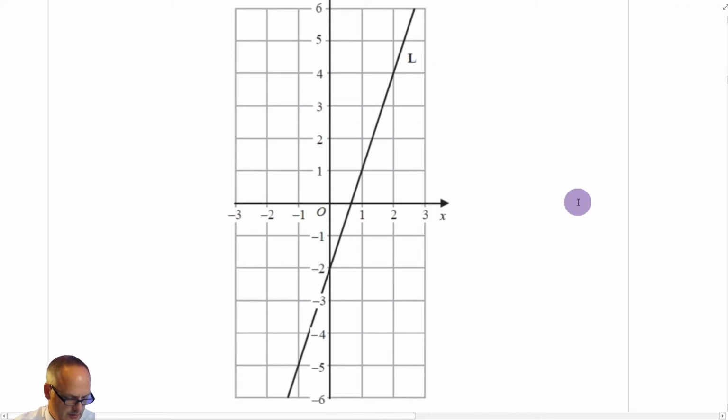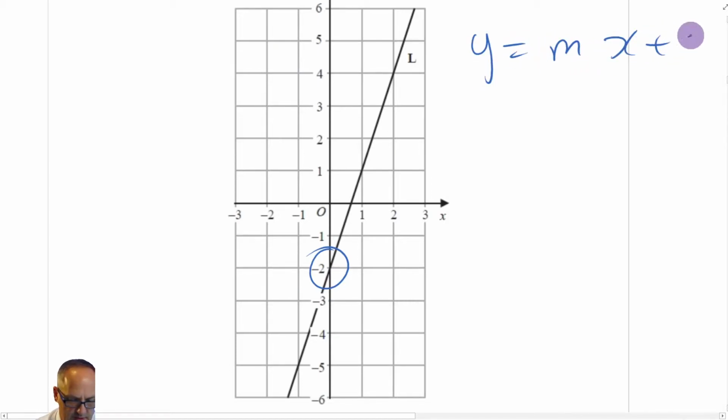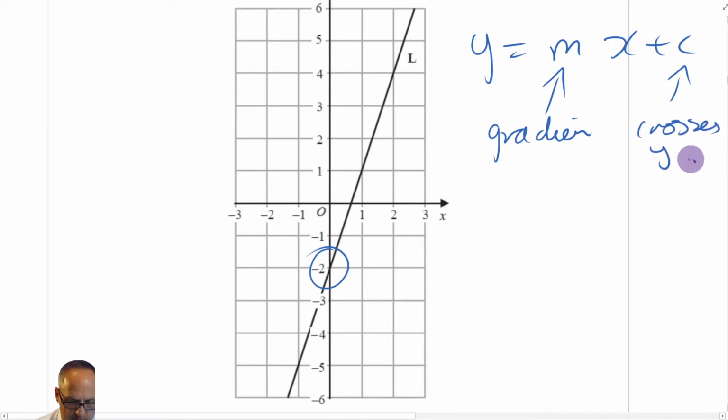L is shown on the grid, and we want to find the equation for L. Remember, all lines have the equation y equals mx plus c. This is the gradient, and this is where it crosses y. So we found c, it's -2, straight off. m is the gradient. So pick 2 points. We're going to pick this point, and we're going to pick this point.